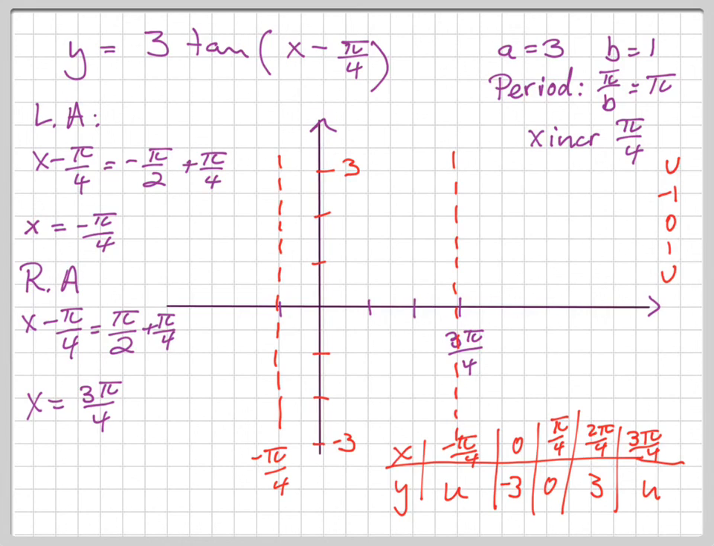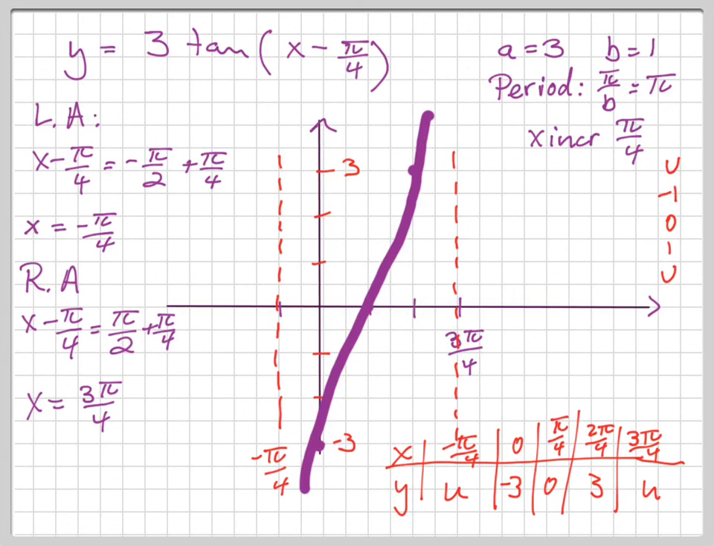Okay, let's make it a beautiful graph. Pi over 4 is here, 2 pi over 4 is here. Here you go. This is one period of 3 tangent of x minus pi over 4.